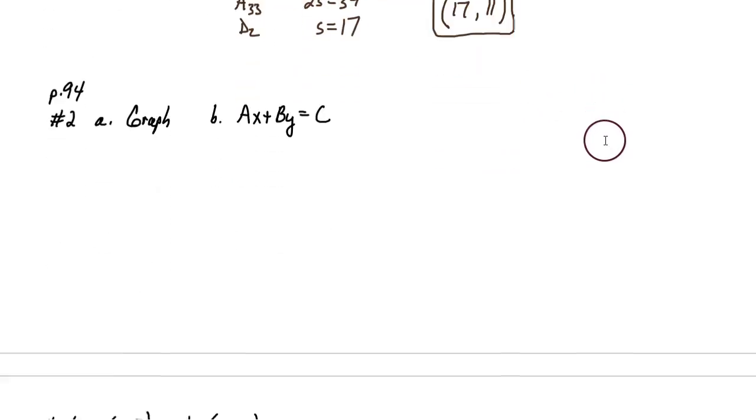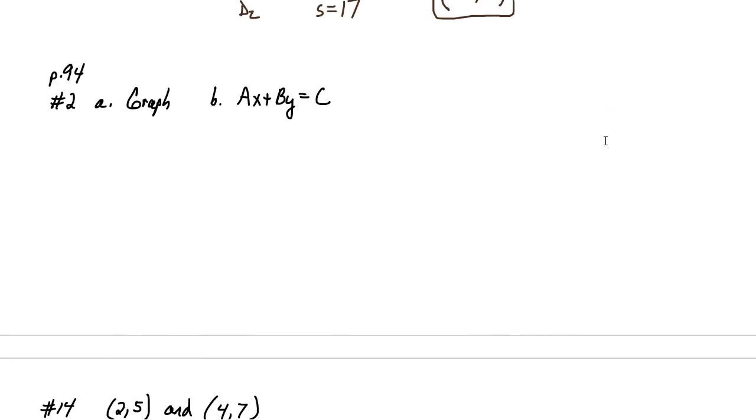For page 94, we're asked to graph and then create an equation for the information given to us. For problem 2, we're told that there's a line that goes through the point 3, 4, and the line's slope is -2. We are given a point and the slope. From that, we can make the graph.